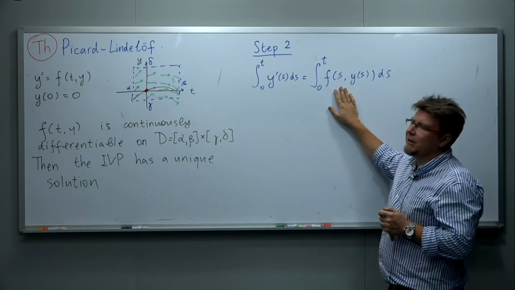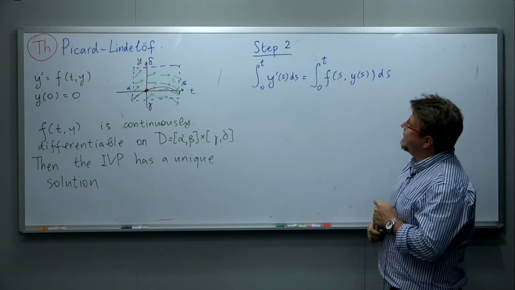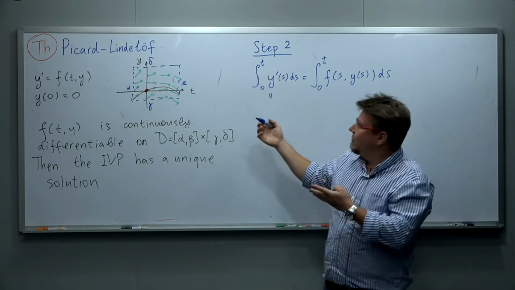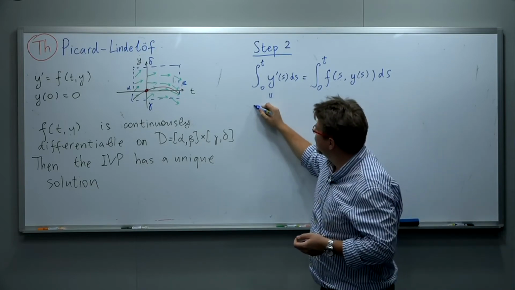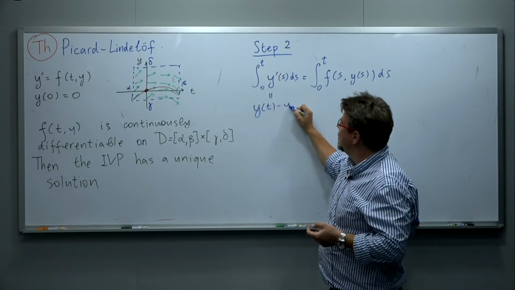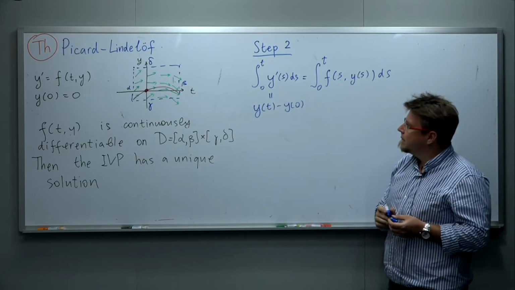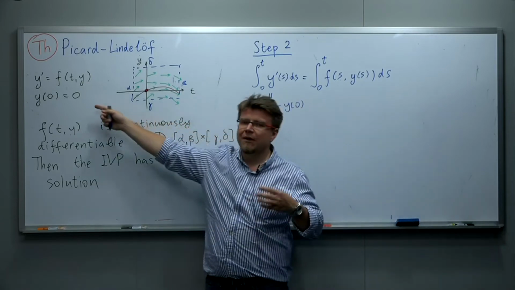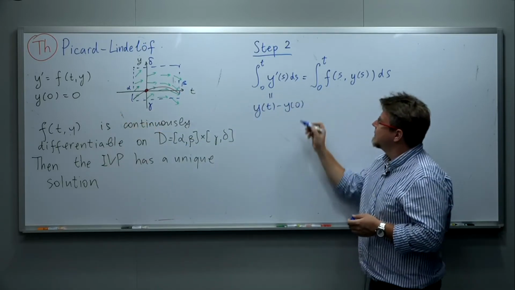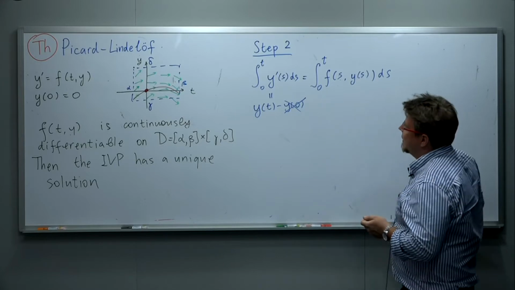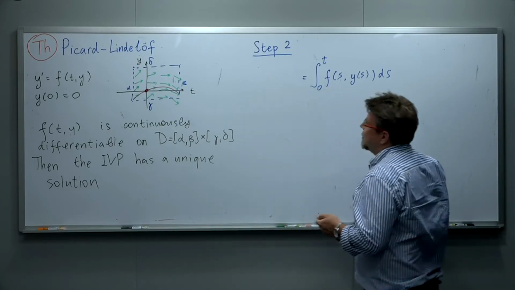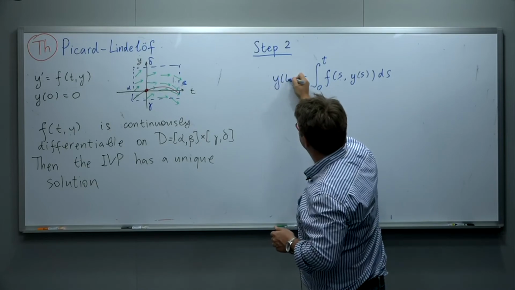Well, the right-hand side is just the integral of f of s, y of s, but the left-hand side is the integral of the derivative, right? And the integral of the derivative, well, that's exactly the fundamental theorem of calculus. So this is the difference of the values of the function at t minus 0. So y of t minus y of 0. But y of 0, and now this condition becomes important, since y of 0 is 0, this just disappears. So by integrating our differential equation, we get this: y of t equals this.